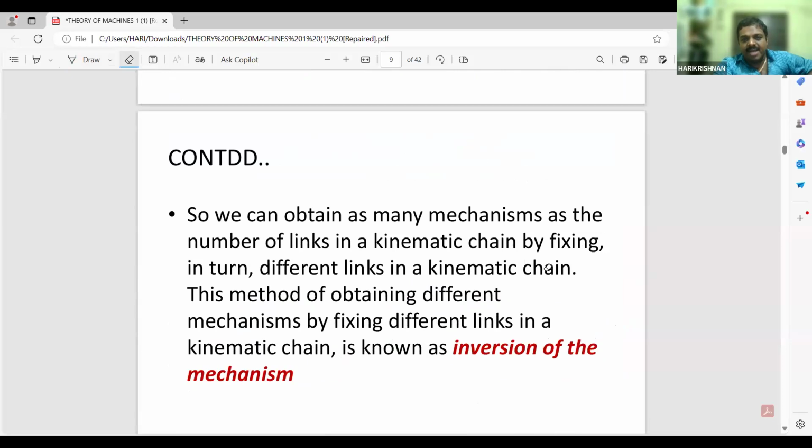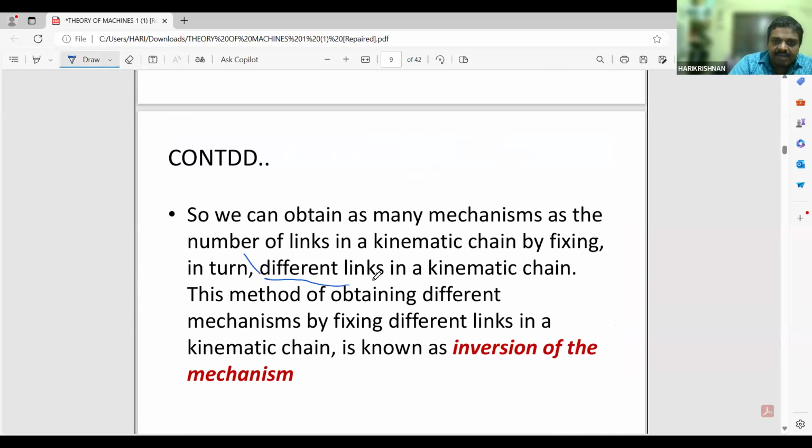We can obtain as many mechanisms as the number of links in a kinematic chain by fixing in turn different links in the kinematic chain. And when we change the fixed link, we will get inversions of mechanism. This method of obtaining different mechanisms by fixing different links in a kinematic chain is known as inversions of mechanism.